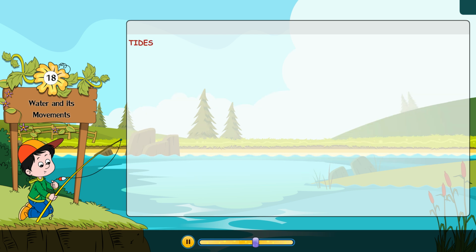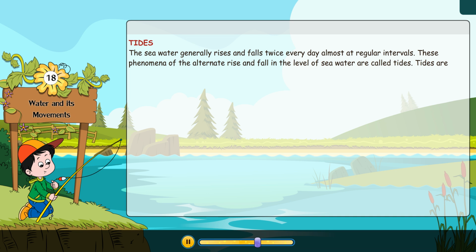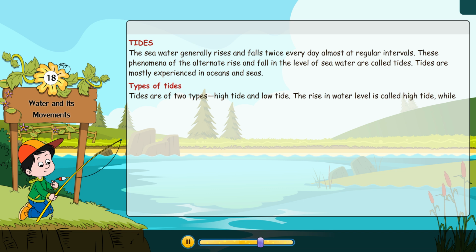Tides. The sea water generally rises and falls twice every day, almost at regular intervals. These phenomena of the alternate rise and fall in the level of sea water are called tides. Tides are mostly experienced in oceans and seas. Types of tides. Tides are of two types, high tide and low tide. The rise in water level is called high tide, while the fall in water level is called low tide.